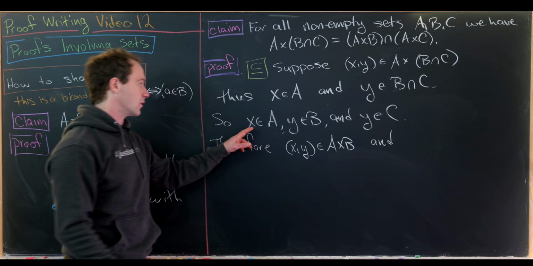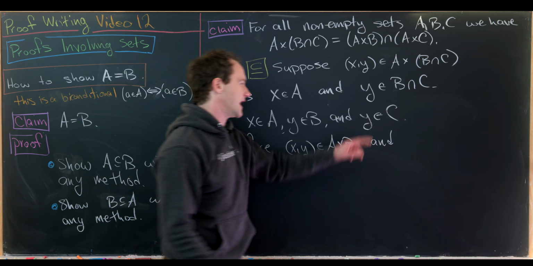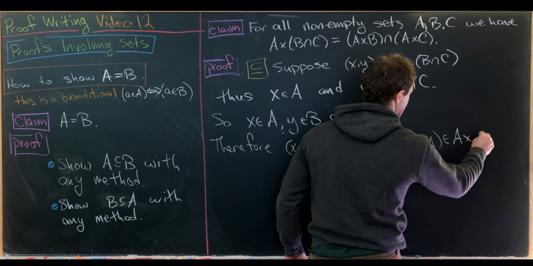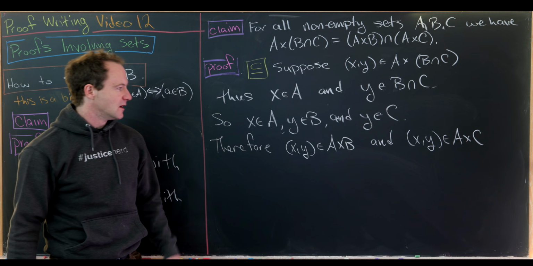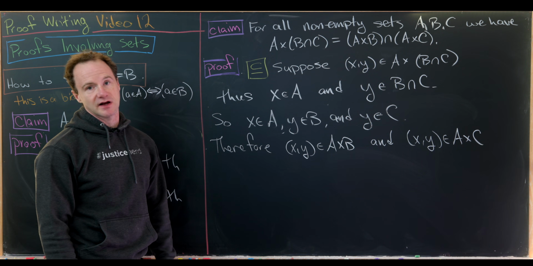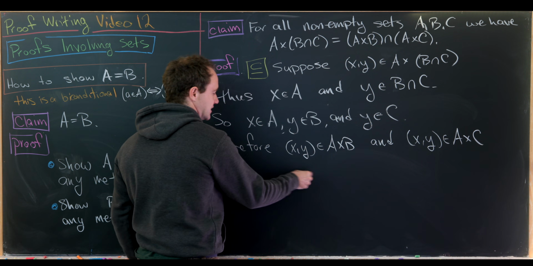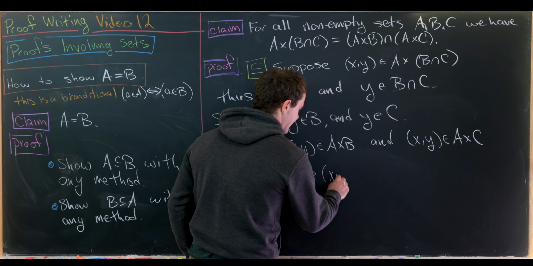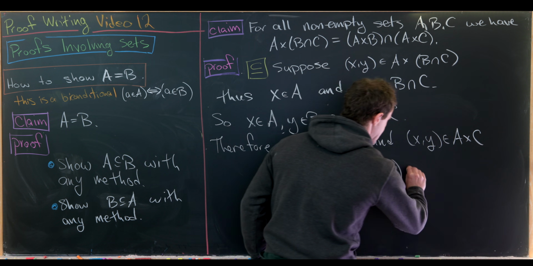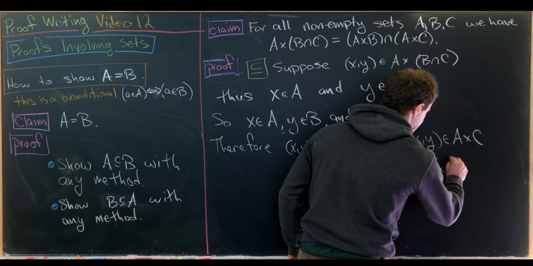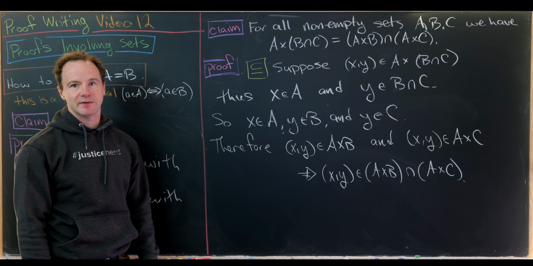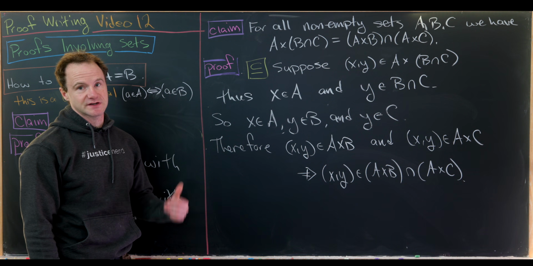And furthermore, since x is in A and y is in C, we know the ordered pair xy is in A cross C. But if xy is in A cross B and xy is in A cross C, then it's in their intersection. So we can finish that off. We have xy is an element of A cross B intersect A cross C. But that finishes the proof of this first containment. Now let's do the reverse containment.